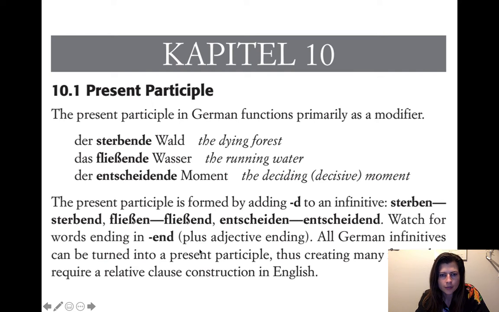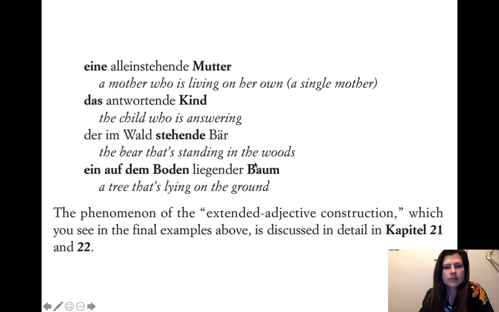So all German infinitives can be turned into a present participle. So sometimes these are easy enough. These ones you can actually translate in a very parallel way. But sometimes it gets a little clunky where you need to do a relative clause in English instead of doing a present participle type thing in English. So these examples show that.